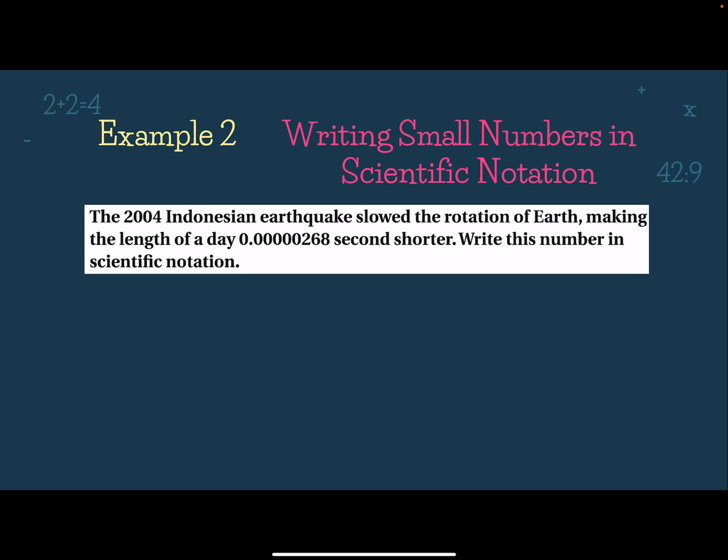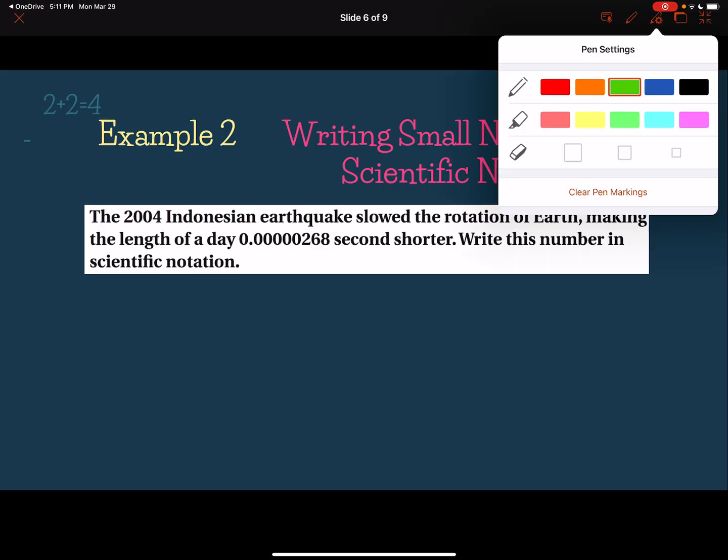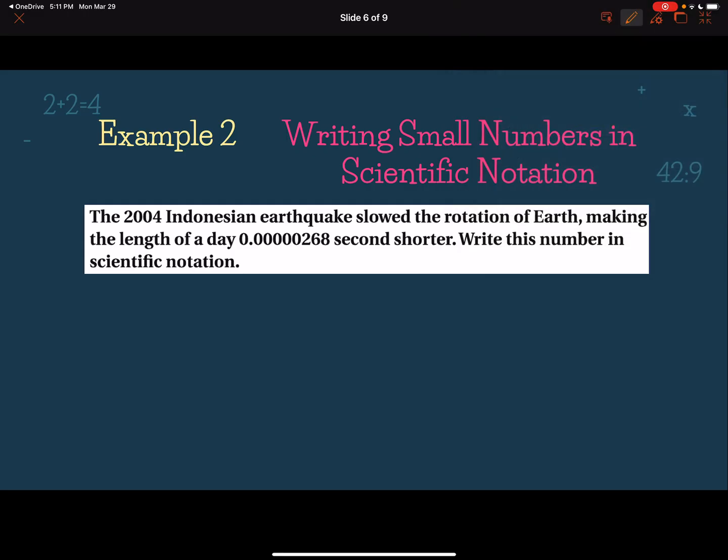Okay, example 2. Now we're going to practice writing small numbers in scientific notation. So same concept, but we're going to be working with a negative exponent now. So let's talk about the 2004 Indonesian earthquake slowed the rotation of Earth, making the length of a day, and here we have this large number that's actually a small amount, second shorter. Write this number in scientific notation.